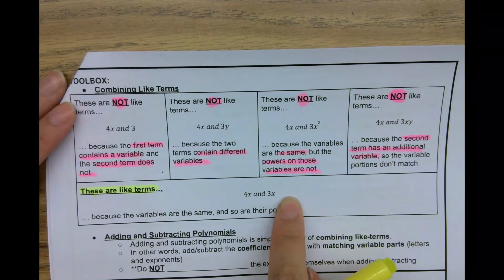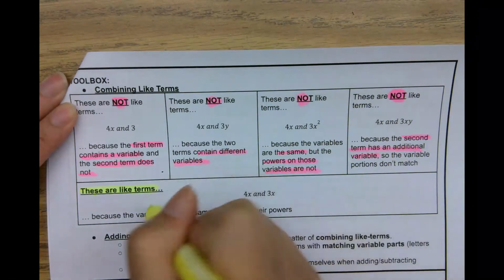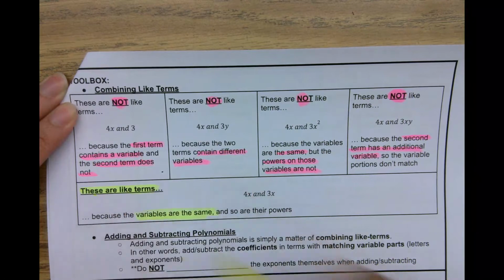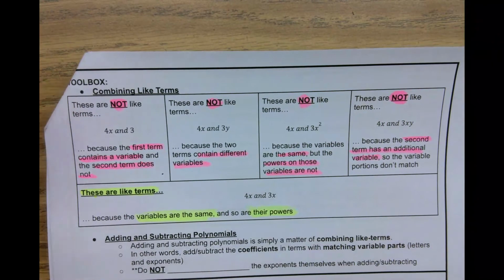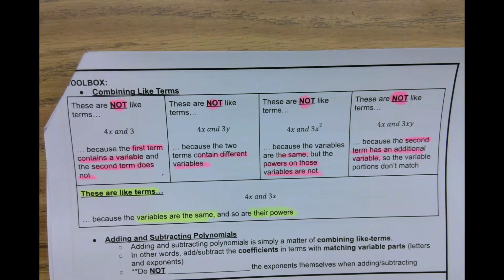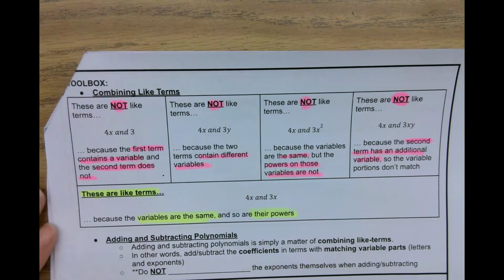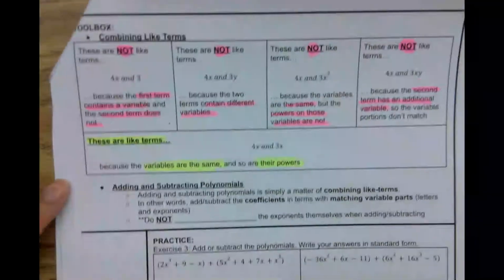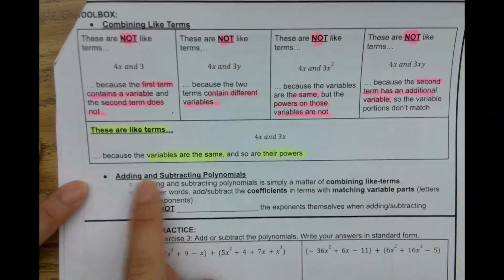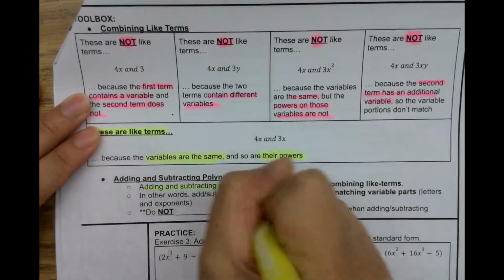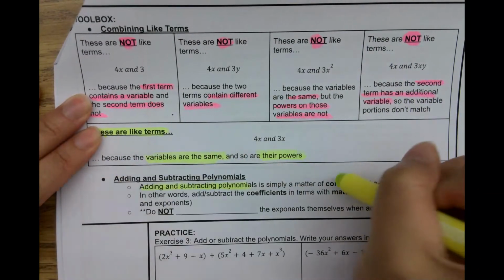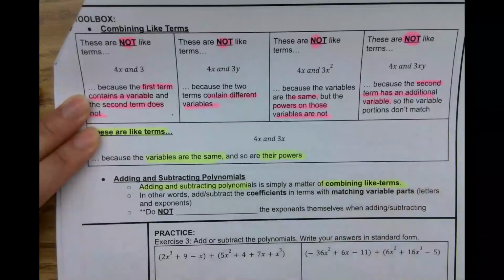So it has two requirements in order to be like terms. First, the variables have to be the same, and their powers. So variables the same, powers the same. That makes it like terms. So why are we talking about combining like terms? The reason is that when we add and subtract polynomials, it simply is combining like terms. That's all it is. Adding and subtracting polynomials, all we are doing is combining like terms.